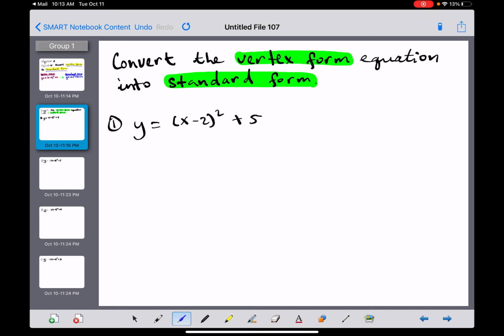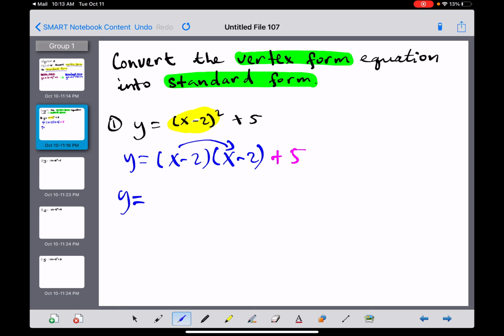So right here, you're given a vertex equation. Step one, what I would do is take care of this (x minus 2) squared. So we're going to split it into 2 like this. Then the plus 5, we're going to bring it down. But right now, we're just taking care of the blue part, okay? Then we're going to multiply it out.